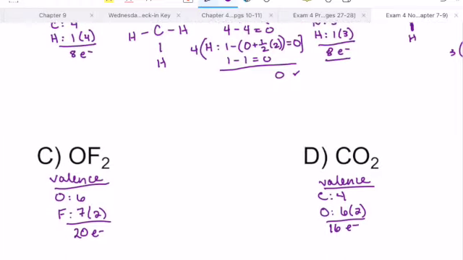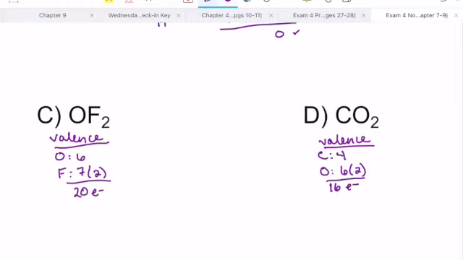Okay, let's go on to OF2. So for OF2, Drake, which one did you put in the middle? O, okay. And how many bonds does O like to make? 2. All right. Did you make 2 single or a double bond? 2 single. Okay, 1 to each fluorine. So we've used up 4 of our 20 electrons.